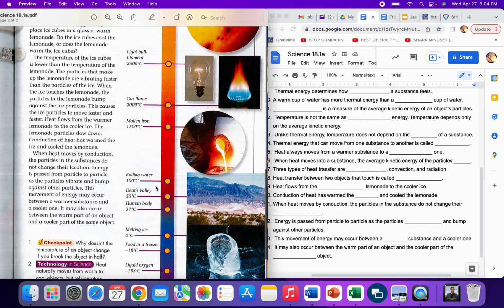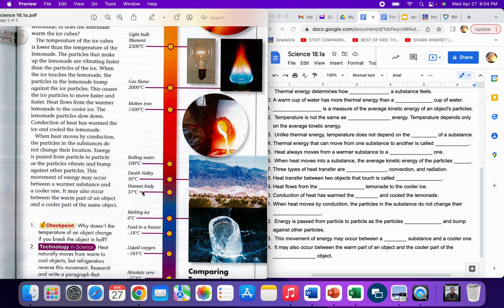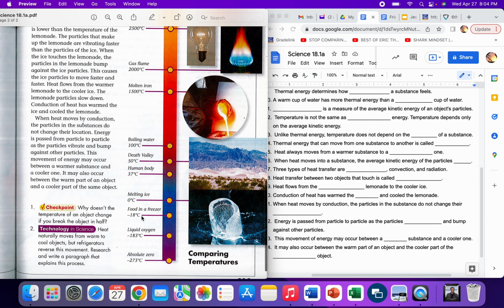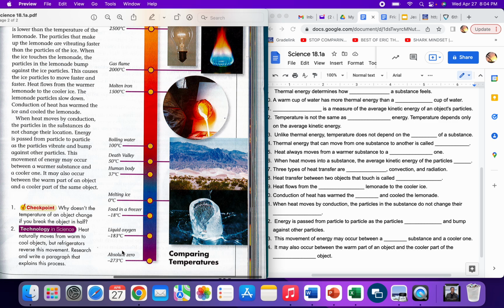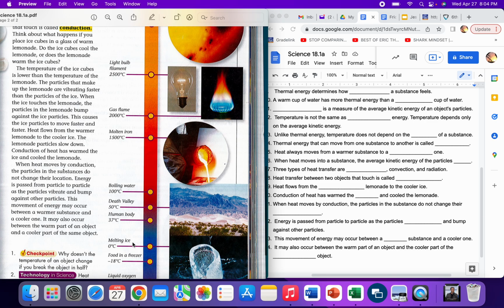We boil water, average temperature in Death Valley, your human body, where water freezes, where we keep the temperature in your freezer. This is liquid oxygen. In other words, at this temperature, air turns to liquid. And then absolute zero is the temperature at which everything stops moving. All the particles would freeze. Okay, negative 273 degrees Celsius. We obviously don't do that stuff.